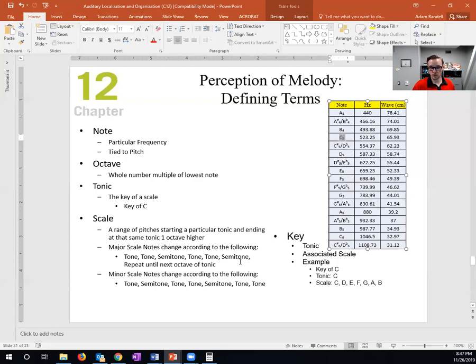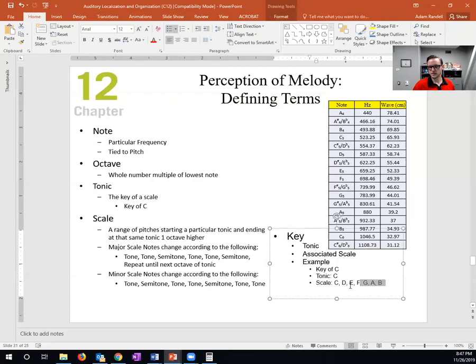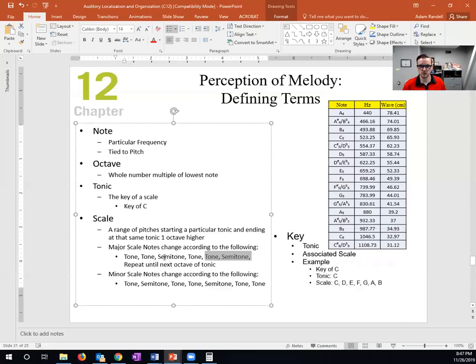Then we go tone, tone, semitone. So tone transition, G, tone transition, A, semitone, all right? I feel like I messed up somewhere. Yeah, so this is the resulting scale. So your key has a tonic, and that's your base scale. And then you have your scale that ascends. If it's a major scale, it ascends this way. If it's a minor scale, it ascends this way.